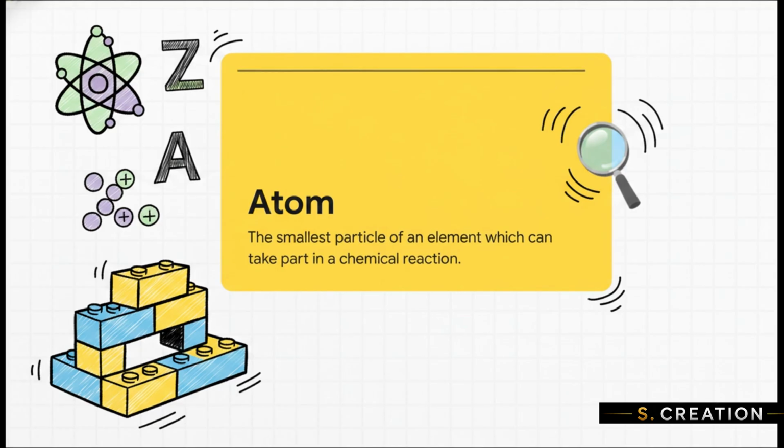Now, if an element is the basic Lego block itself, the atom is the microscopic plastic that actually forms it. It's literally the smallest particle of an element that can still take part in a chemical reaction. And every single atom has 2 defining traits. First, its atomic number, usually represented by the letter Z, which tells us the exact number of protons. And second, its atomic weight, represented by the letter A, which counts all of the nucleons. That just means all the protons and the neutrons packed together right in the center.